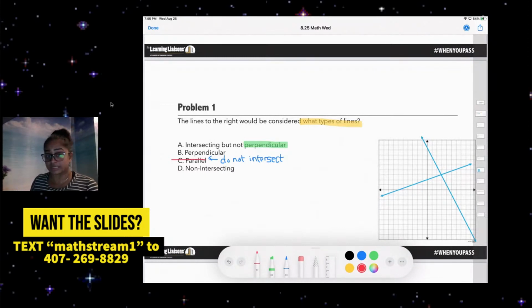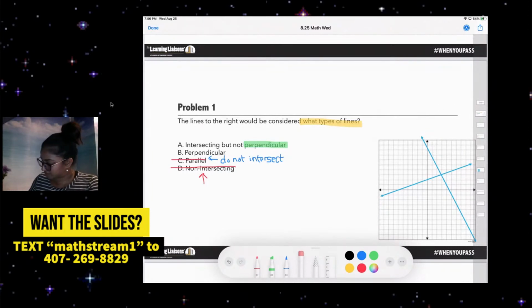So when we look at it again, D also says non-intersecting. Well, intersecting means they touch. So if it's not intersecting, it means it's not touching. And we just talked about it touching each other. So guess what? D also doesn't help us. Without even looking at the graph, I was able to eliminate 2 of those answer choices, which is a big deal because now we only have 2 to choose from.